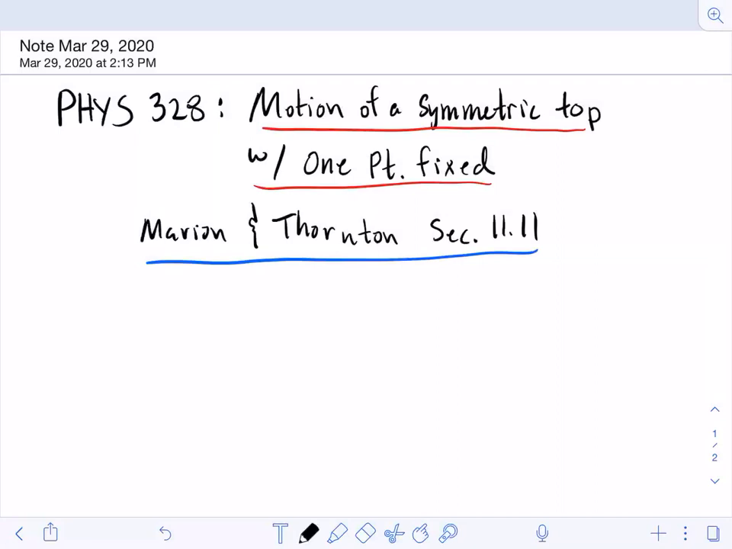So if you're looking for this topic in the textbook, it is section 11 in chapter 11. And we're not going to do everything that's in that section, but we'll do some parts of it. And then, in fact, what I'm going to try to do is use those results to explain one of the demos that we did in the first day of class.